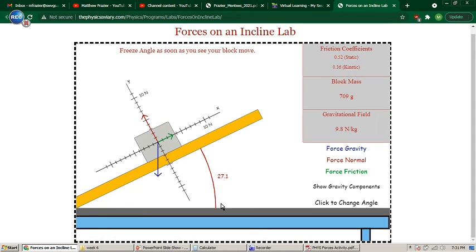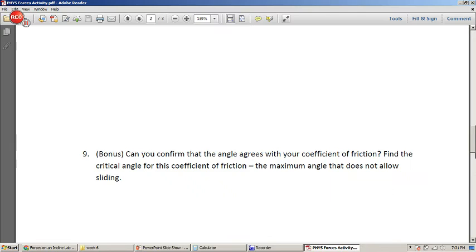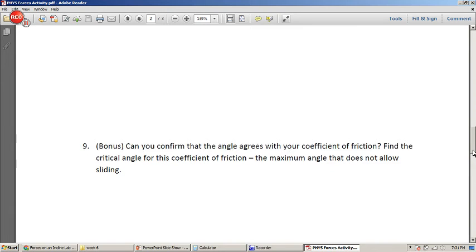And if you calculate tangent, all right, let's just do that, 27.5. And we calculate tangent of that in degrees, you get 0.52. That checks out. So if you've done the lab carefully through these steps, that's what you should see, is that it works out.